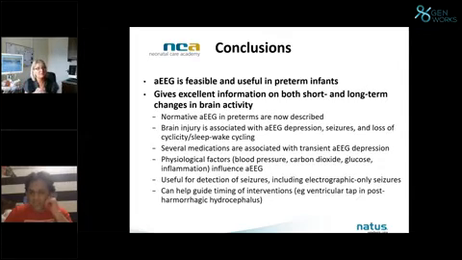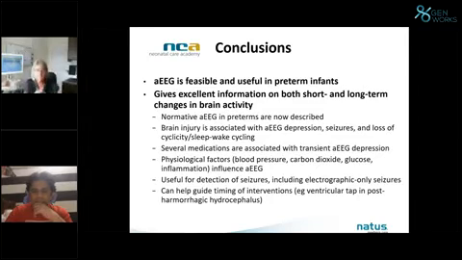It's very well described. We know that brain injury is associated with depression, with seizures, and with loss of cyclicity. We also know there are several medications that are associated with transient aEEG depression. We have to bear that in mind. Again, always remember that there are physiological factors, blood pressure, carbon dioxide, glucose, etc., that can influence aEEG.